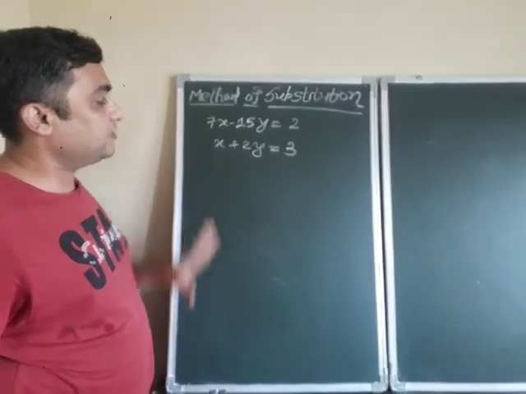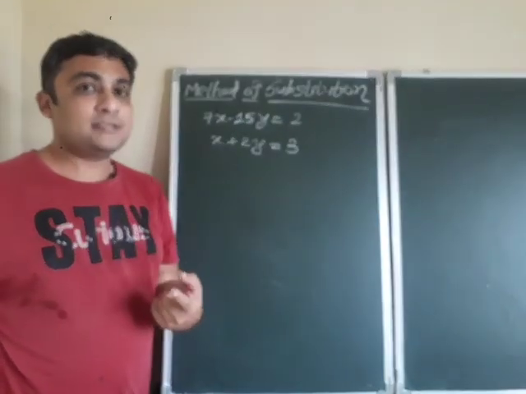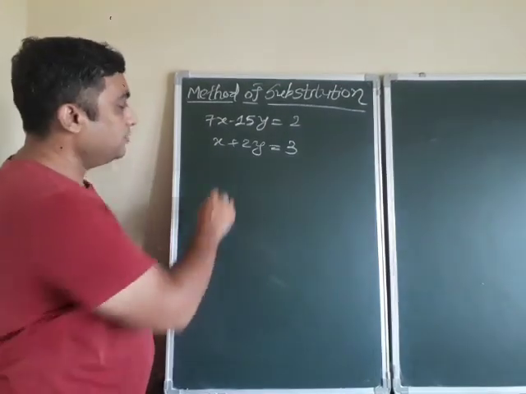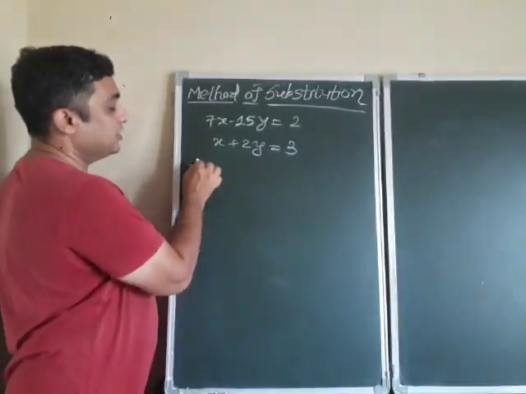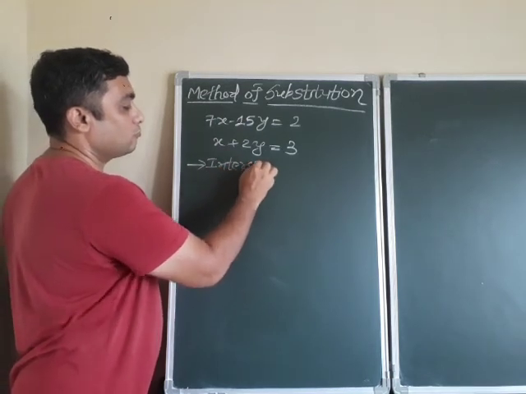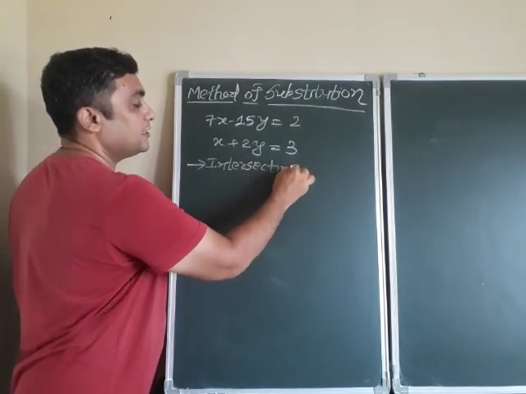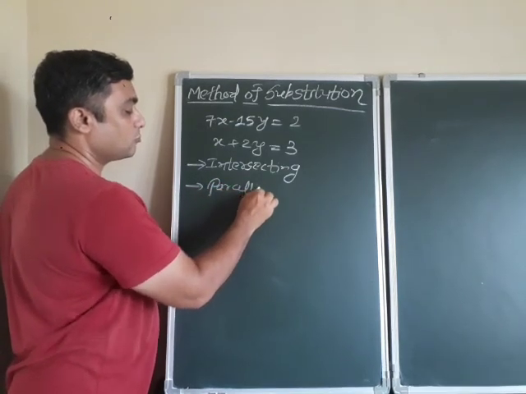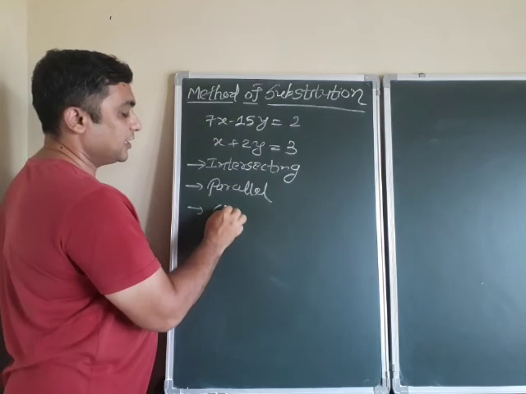So the two linear equations are given. First, solve these linear equations. You know, when we solve linear equations, between these two linear equations three conditions are possible. They are the intersecting lines, the parallel lines, and the coincident lines.